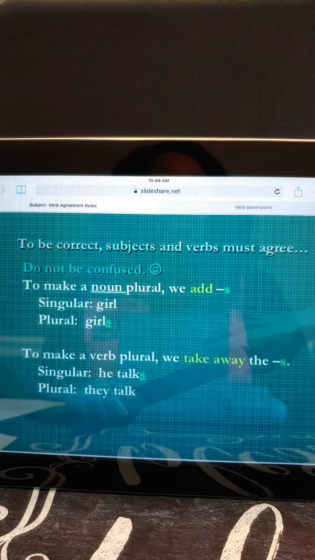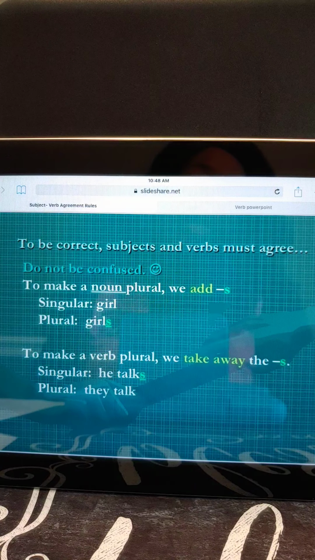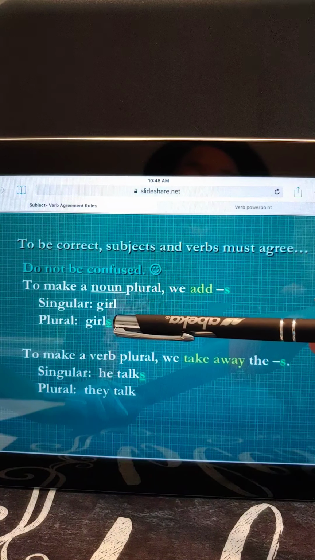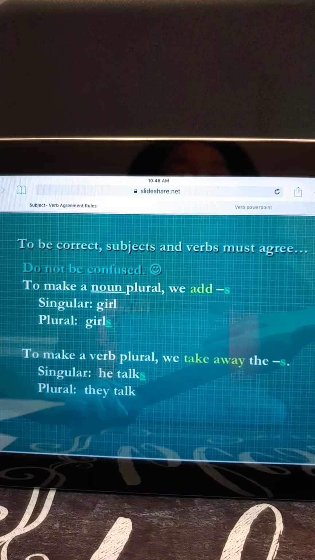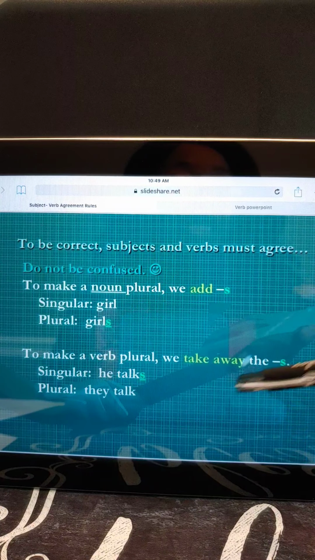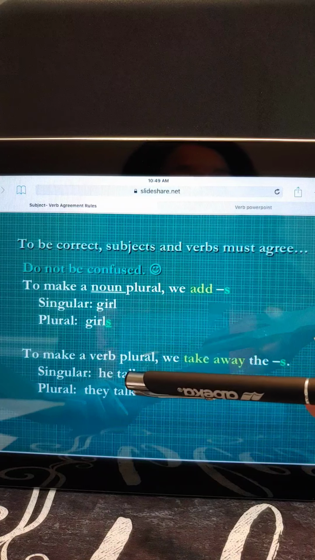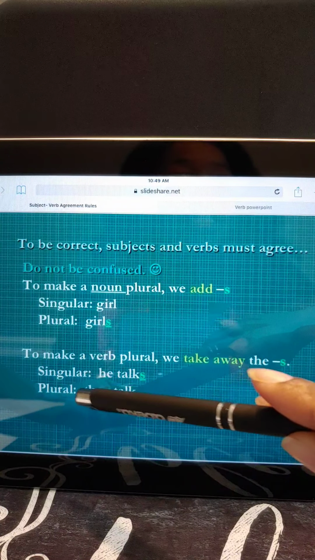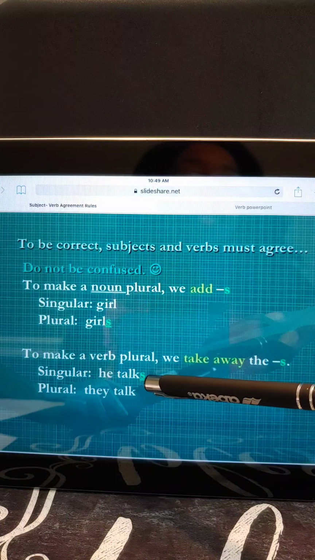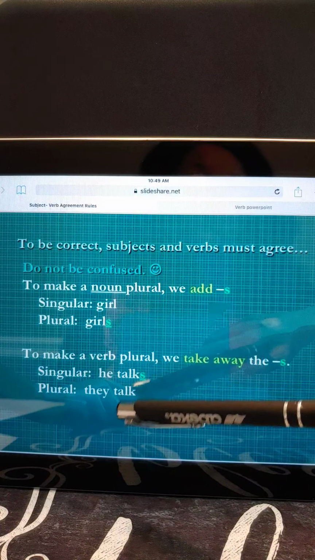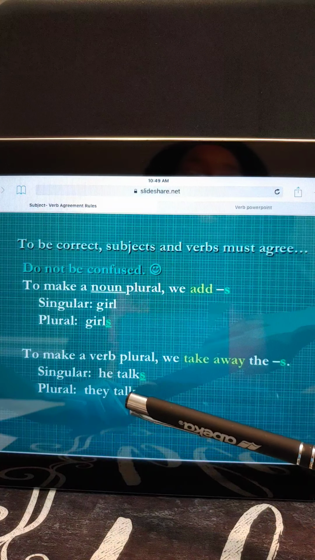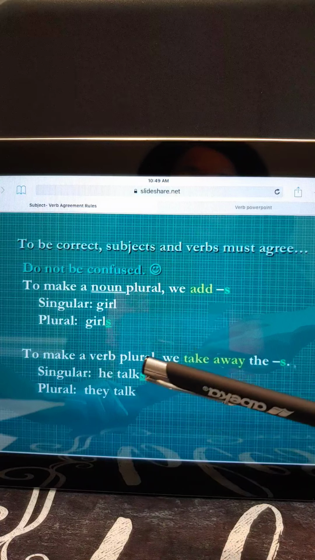Keep in mind to make a noun plural, we add s. So if it's singular, if you look here for girl, it's singular, it does not add an s. For plural, it added an s, okay? All right, to make a verb plural, we take away the s. It's a little bit confusing, but I'm going to go right back over it. So if it's singular, he talks. Our verb will have an s for singular, okay? If it's a verb and we want it to be plural, we're going to take away our s, okay?